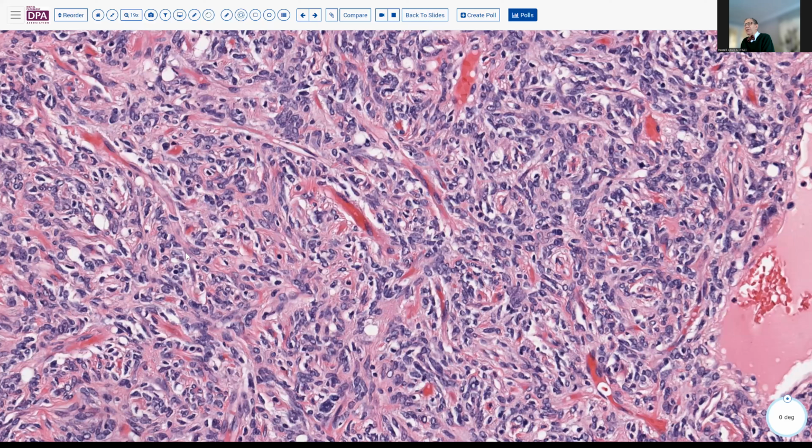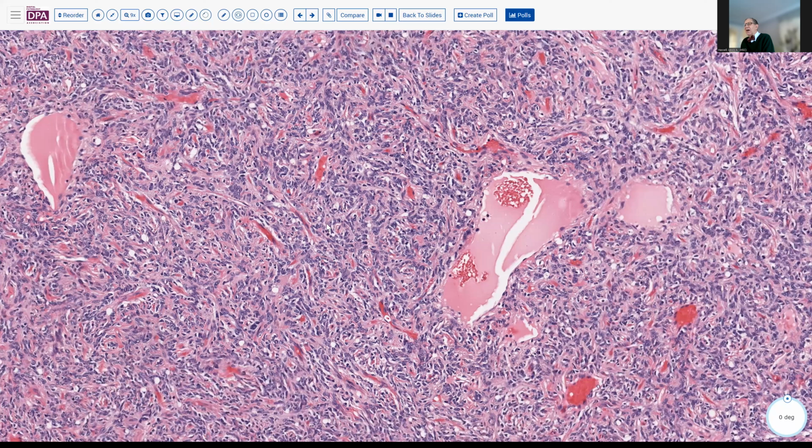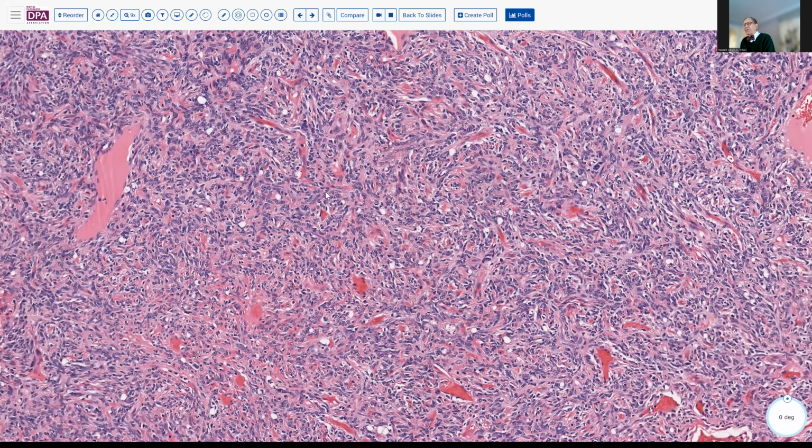And now we use STAT6 as a very specific and diagnostic immunomarker. STAT6 is a suitable immunohistochemical marker for the fusion gene that involves STAT6 and NAB2, which is characteristic of solitary fibrous tumors. These tend to be usually deep-seated and really in virtually any area of the body.